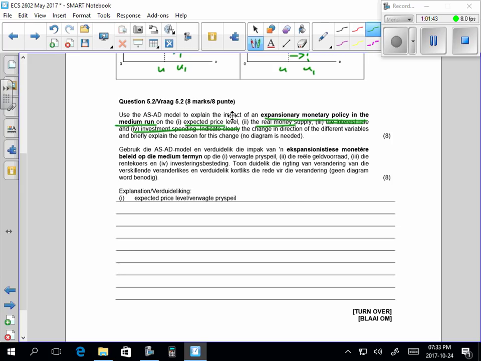Right, so expected price level. Remember, in the long run or the medium run, we start with our labor market. So our labor market, workers would expect prices to increase. Therefore, they would bargain for higher nominal wages, which are a self-fulfilling prophecy. If nominal wages increase, firms will give a higher nominal wage, but remember, prices are simply a markup on nominal wage. If nominal wage increases, prices will increase. So that is the effect on price level.